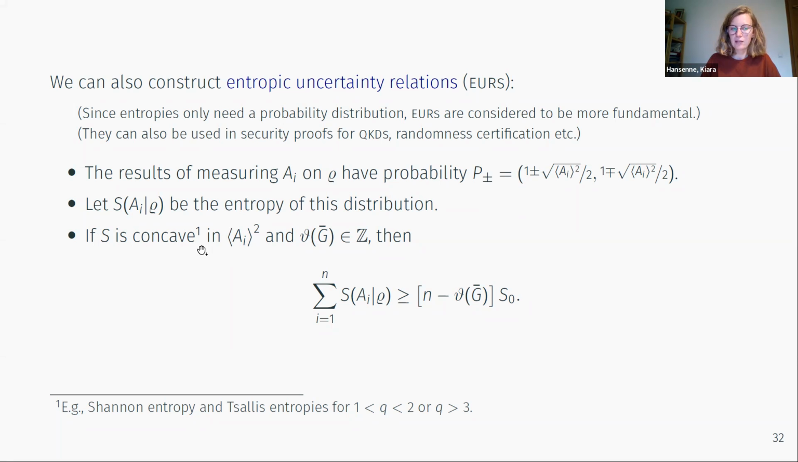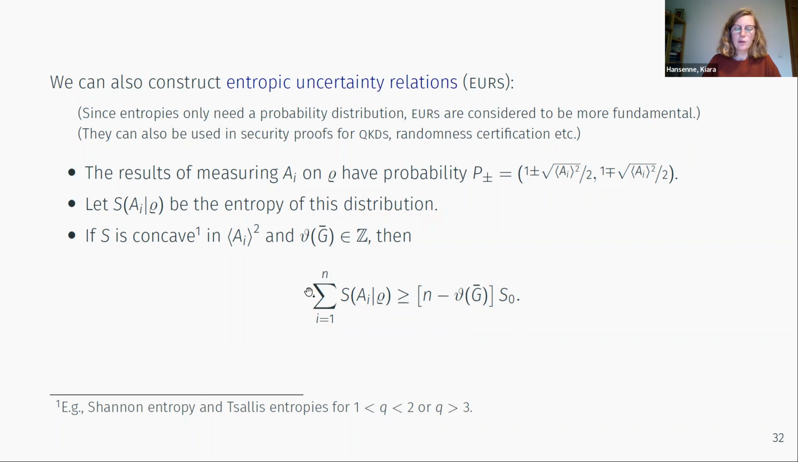And if it is concave in this parameter, and for instance, it holds for Shannon entropies and Tsallis entropies for some parameters, meaning this is a reasonable assumption to have. And if the lowest number of the anti-commutativity graph is an integer, and this is also reasonable to ask because, for instance, for all perfect graphs, meaning when the clique number and the chromatic number are equal, those are integers, and then the lowest number is also an integer because it's equal to those two quantities.